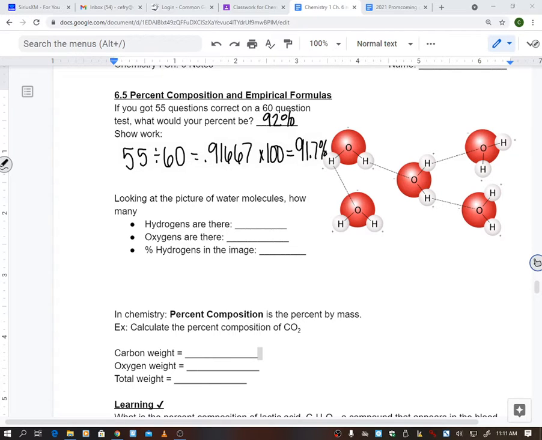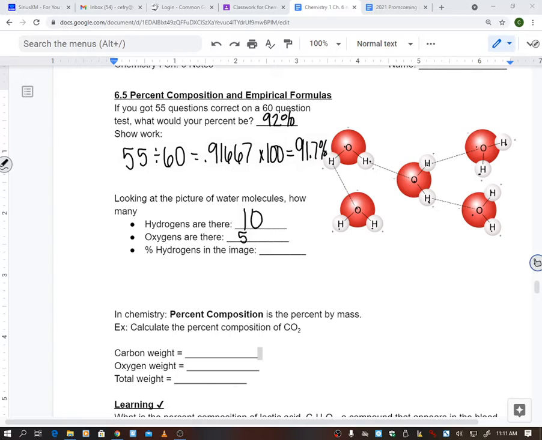91.7%. Alright, so how we do that is you're always taking part over whole. Right? You're taking your part, what you made, divided by the total, what the test was out of. Alright, so applying that into chemistry, we're going to look at the picture of the water molecules, and it says how many hydrogens are there. So just count the hydrogens: 1, 2, 3, 4, 5, 6, 7, 8, 9, 10. So I have 10 hydrogens. How many oxygens do I have? 1, 2, 3, 4, 5. So it says percent hydrogen in the image.